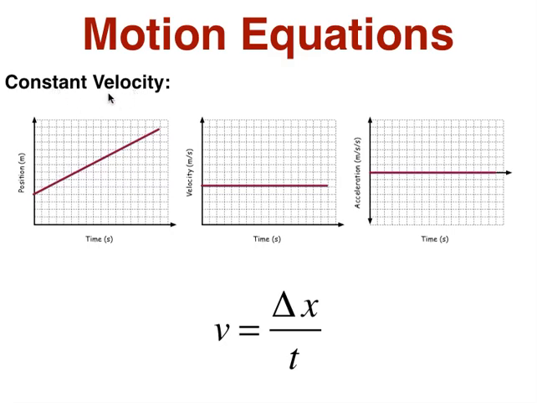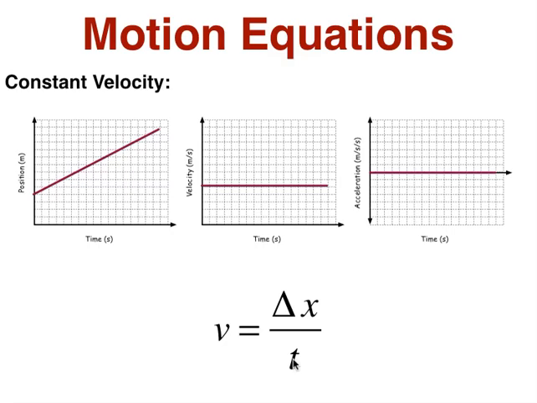So if you have a constant velocity, your position versus time will be a linear graph. Your velocity versus time will be a horizontal line at whatever speed you're moving, and your acceleration will be zero. In these situations, the equation that you want to use to figure out what's going to happen is that the velocity is equal to the displacement divided by the time. These problems should be rather straightforward and easy to work with.